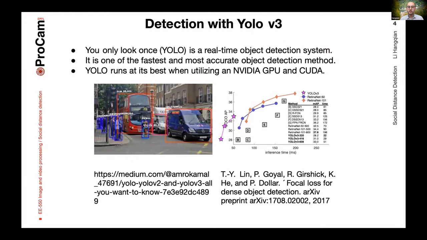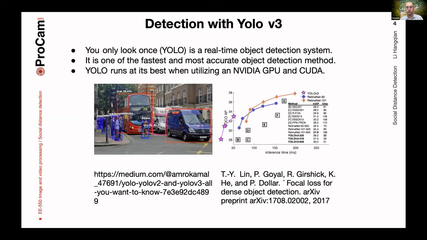Let me introduce YOLO. YOLO's full name is You Only Look Once. It's a very fast real-time object detection system, and actually it's one of the fastest and most accurate object detection methods, and it runs best when utilizing an NVIDIA GPU and CUDA.